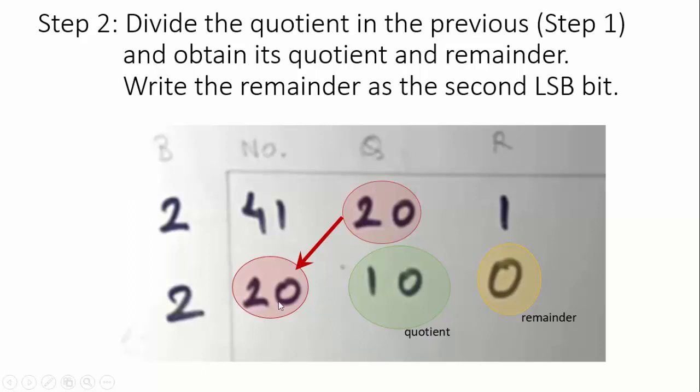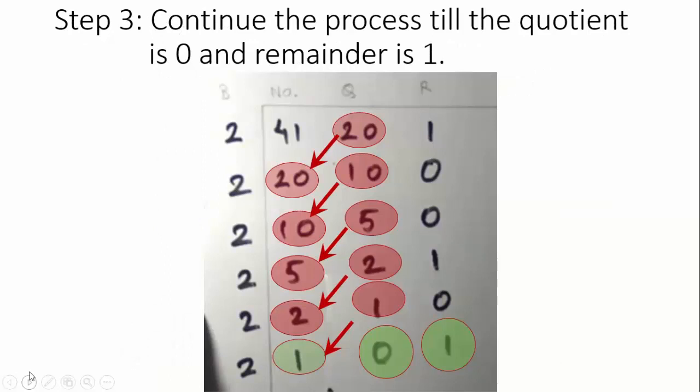So we will take down this quotient to the next level. We will divide it again by 2 and obtain a new quotient and a new remainder. We will keep on having a track of all of these remainders. Remember, the first remainder was an LSB bit. The second remainder was the second LSB bit. And likewise, we will be moving on to the MSB bit. We will continue the process till the quotient is 0 and the remainder is 1.